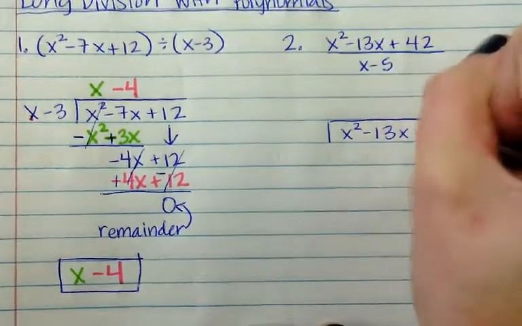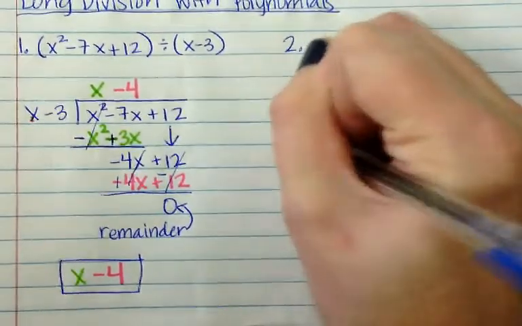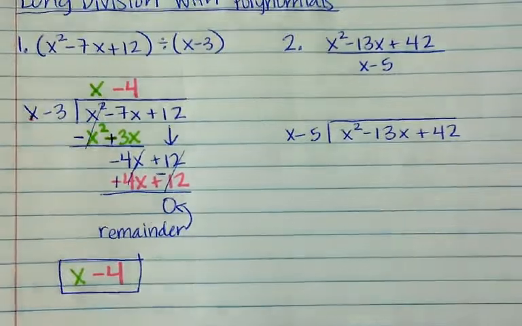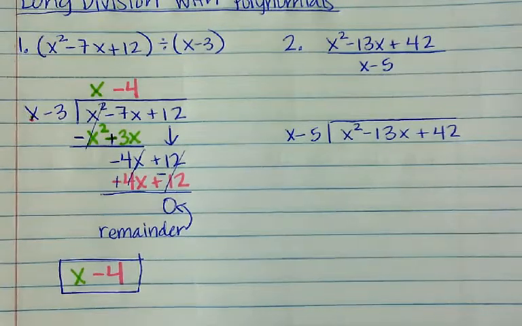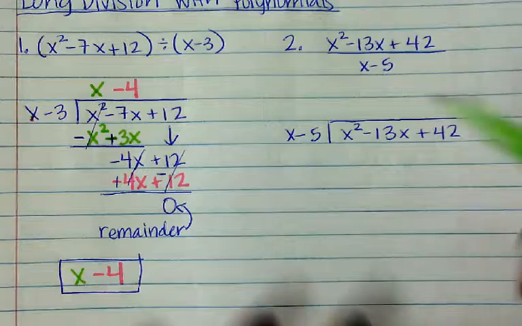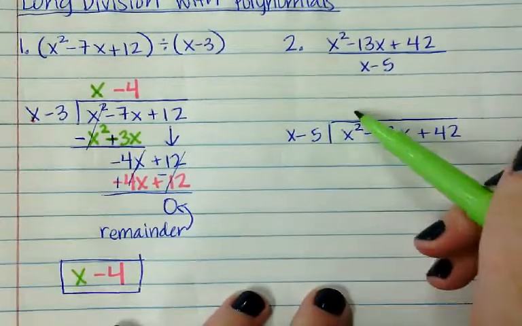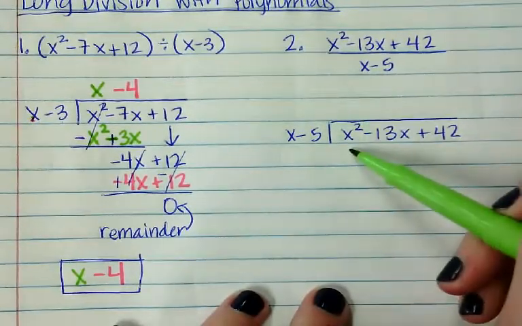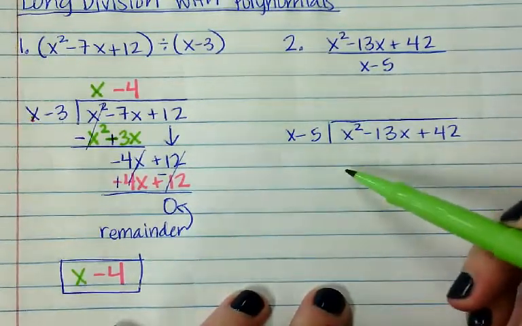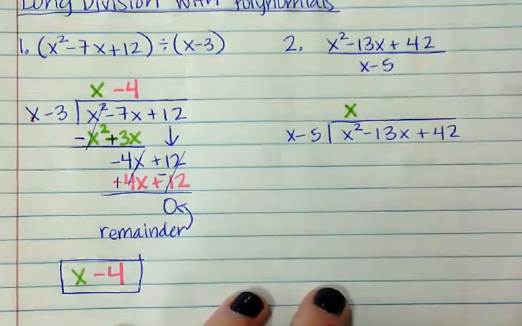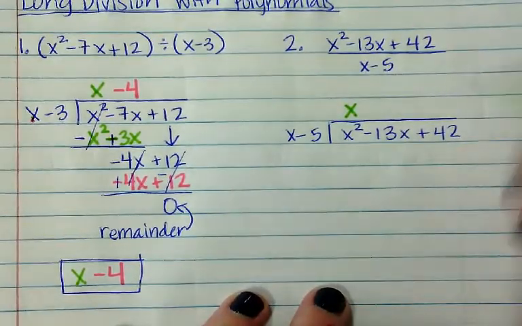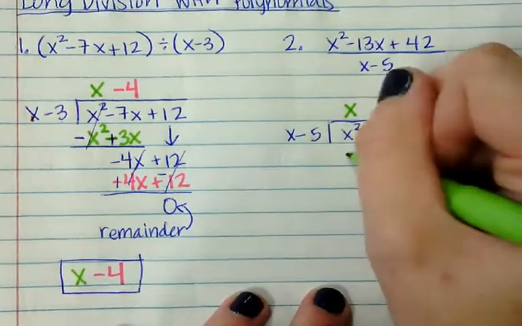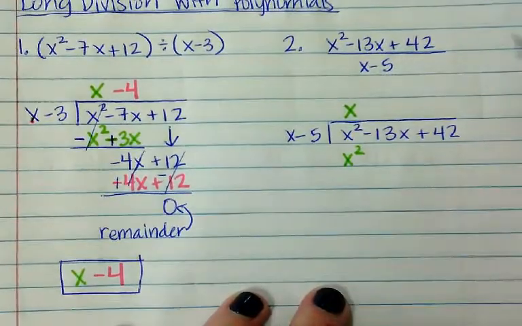Okay? So we are going to need to multiply x times something to get our x squared, right? So it's going to be x times x. Are y'all comfortable with that? So x times x is x squared. And then, Abby, we're going to go x times negative 5 to get that negative 5x. Do you feel good about that?